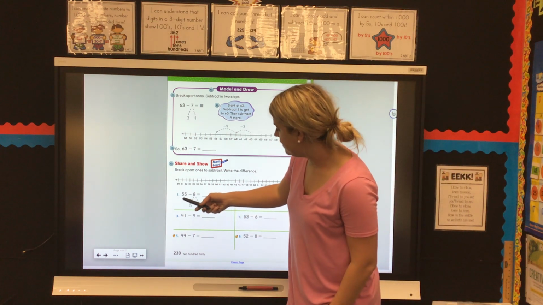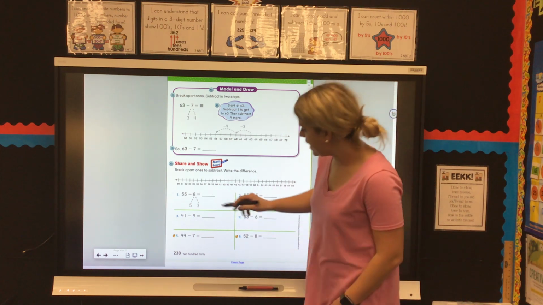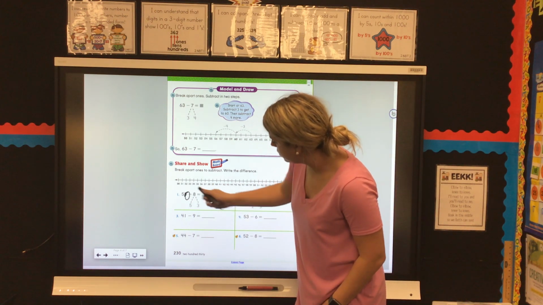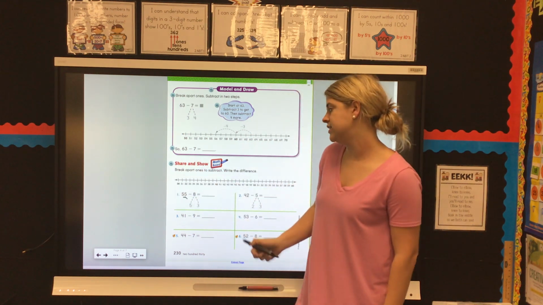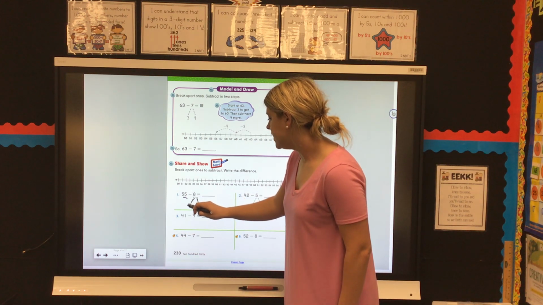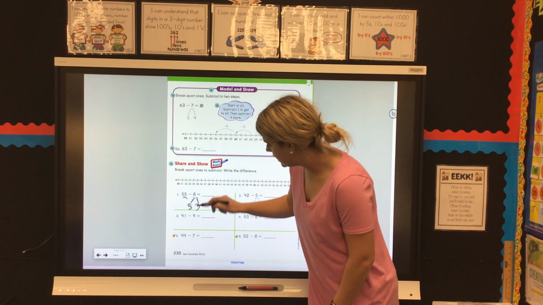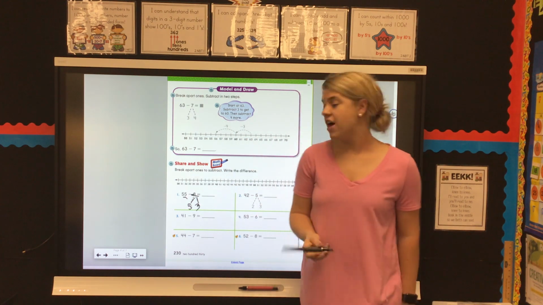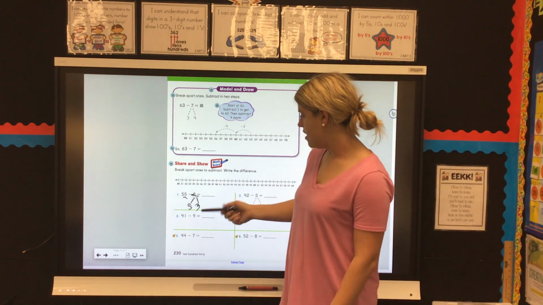So we have 55 minus 8 equals blank. Remember I said we're going to look right there in that ones column and we see a 5. So I'm going to ask myself, what plus 5 equals 8? Well, I know 5 plus 3 equals 8. So now I don't have 55 minus 8 anymore. I have 55 minus 5 minus 3.